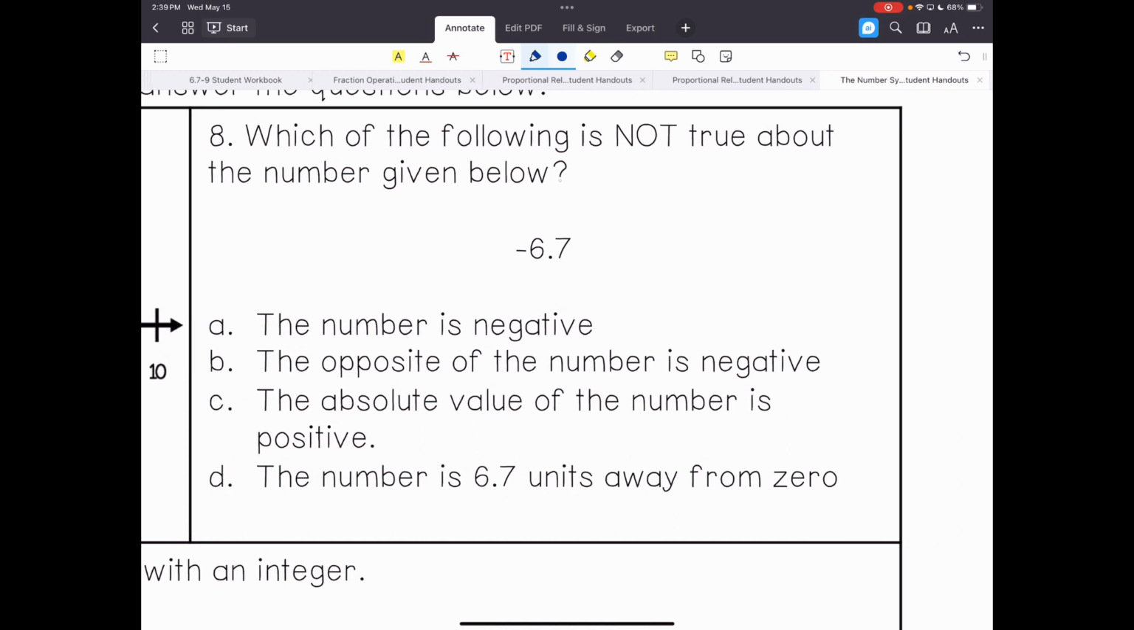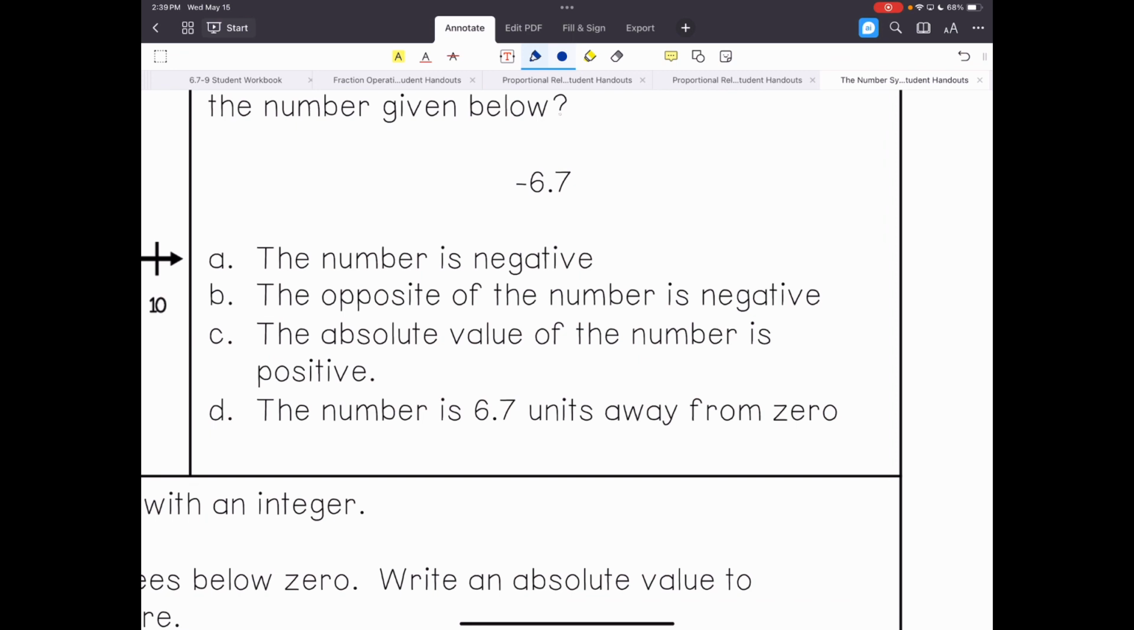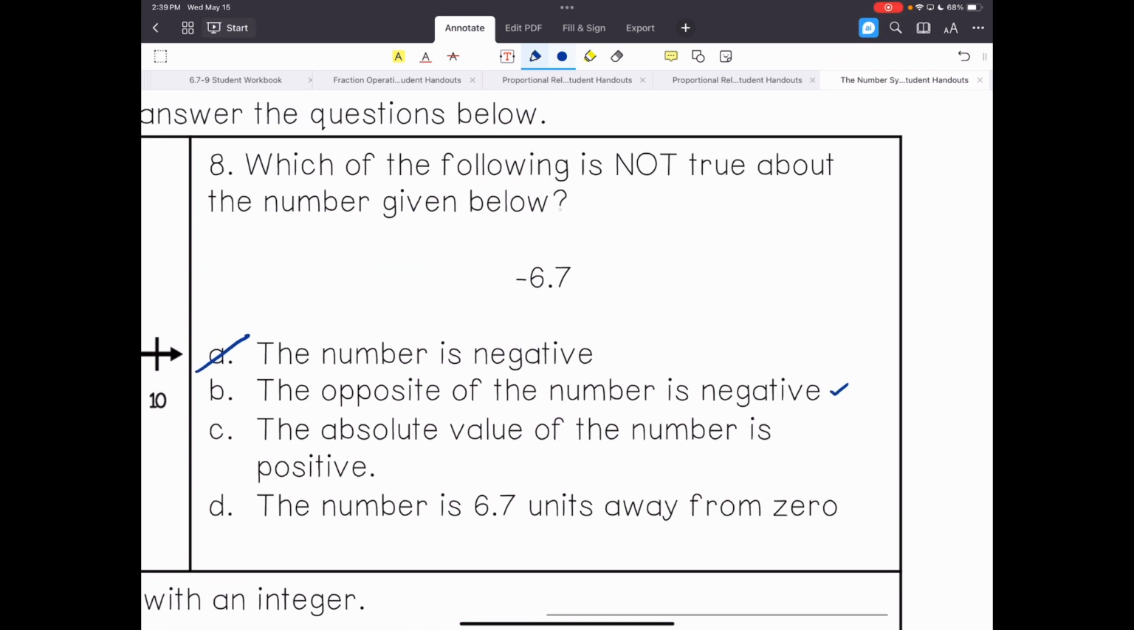Which of the following is not true about the number given below, negative 6.7? The number is negative. That is true. The opposite of the number is negative. That is not true. So we're looking for what is not true. The opposite of a negative will always be positive, and the opposite of a positive will always be negative. Let's check the other ones just to be sure, though.